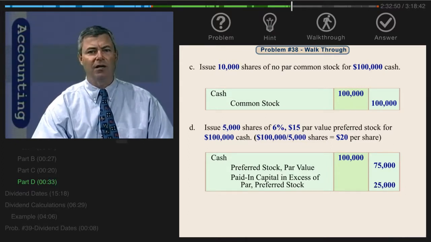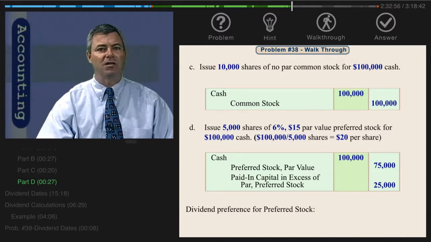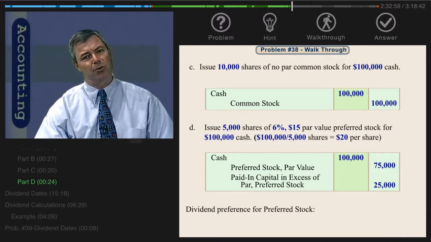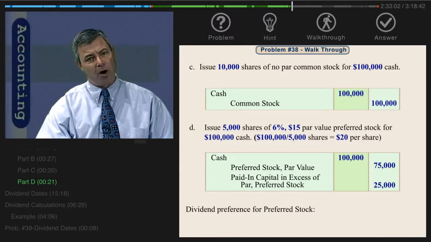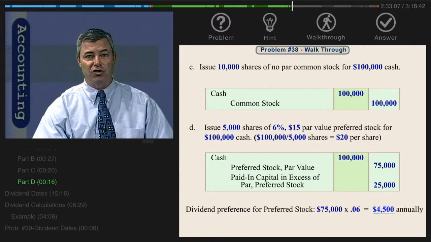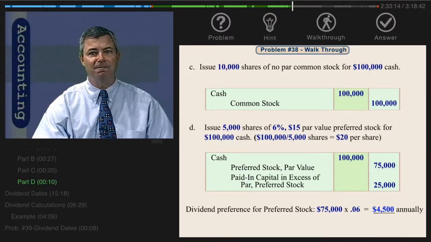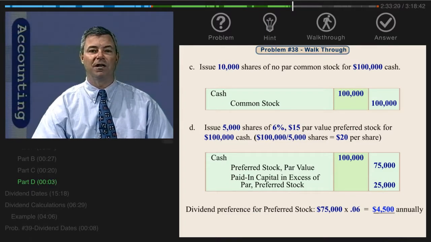It also asks us to calculate the dividend preference given this preferred stock. The preference is calculated based on the total outstanding par value. You could do this on a per share basis or in total. The total par value is $75,000. The preference is 6%, or $4,500 total dividend preference for all shareholders. You could have done that on a per share basis by taking $15 per share par value times 6% and calculate the dividend preference per share.